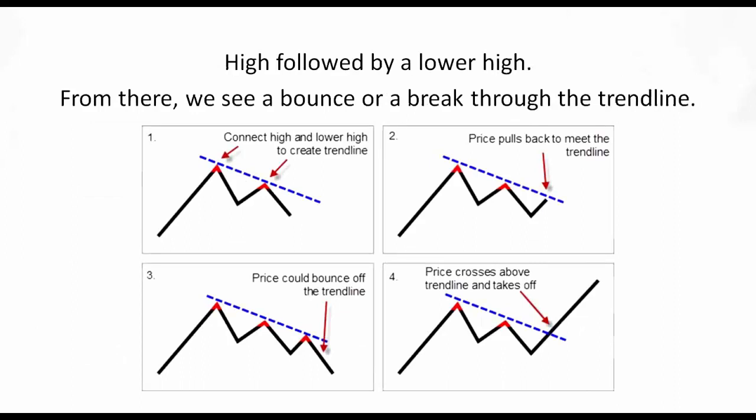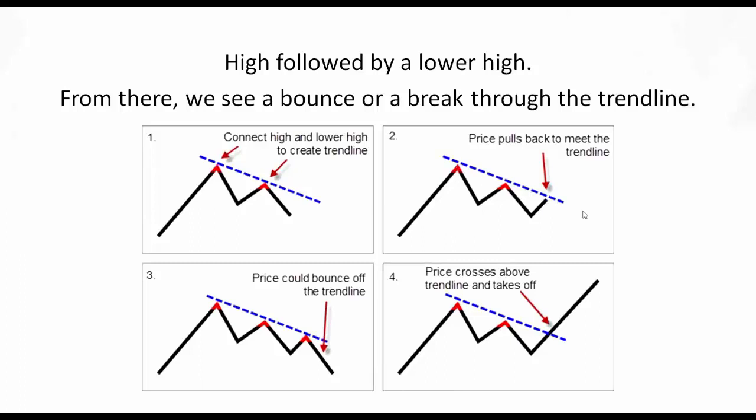It's a high followed by a lower high, and we have that in image number 1. We connect these two and draw a line that connects them and just shoot it off into the future. From there, we see a bounce or a break through the trend line.